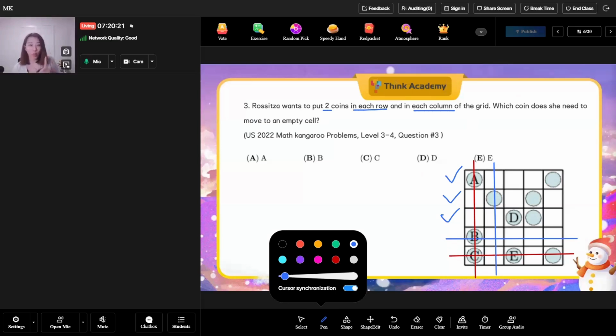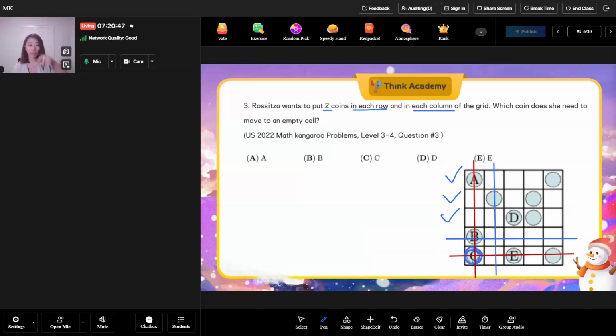Which 1 coin do I need to move that can reduce 1 for the column and row at the same time? If I move A, yes, this column may reduce 1, but what about the row, right? Yes, you guys are very smart. I need to move this C. When I move the C away, the column reduces 1, the row reduces 1 at the same time. Okay, so we already have an answer, but I have an extra question for you.